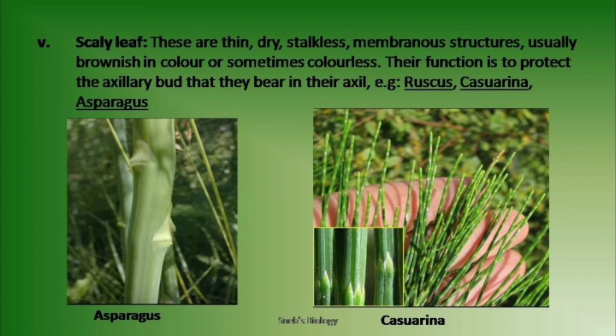The next modification of leaves is scaly leaves. Here the leaf is modified into dry scaly structures, and the function is protection of buds. Because the bud is going to arise in the axil of the leaf, this dry scaly structure is going to simply protect the bud. It is brownish in color, or sometimes it is colorless. So its main role is not photosynthesis, some additional function is performed by it. This is seen in case of Ruscus. It is also found in case of Casuarina and Asparagus.